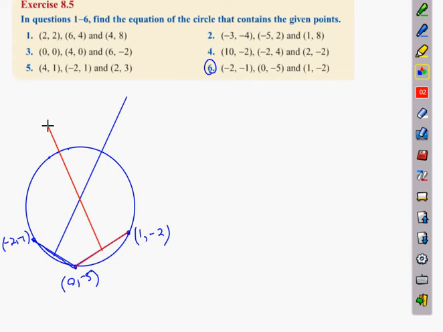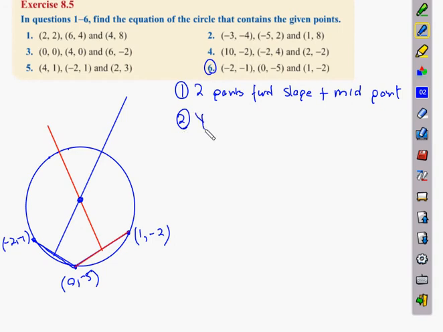Okay? So what I have to go about doing is I have to use 2 different formulas. So here's my layout altogether, right? Step 1, pick 2 points, find slope plus midpoint. Happy with that? Step 2. Perpendicular bisector means you're going to use the equation of line y minus y1 equals m(x minus x1), and you're going to find the equation of 2 perpendicular bisectors.